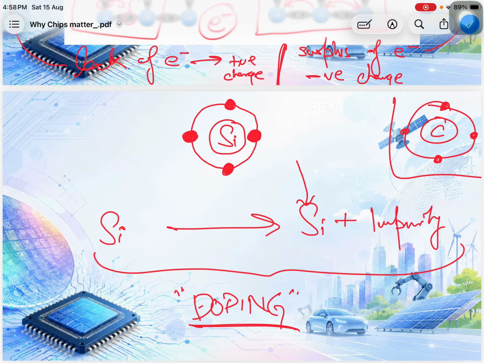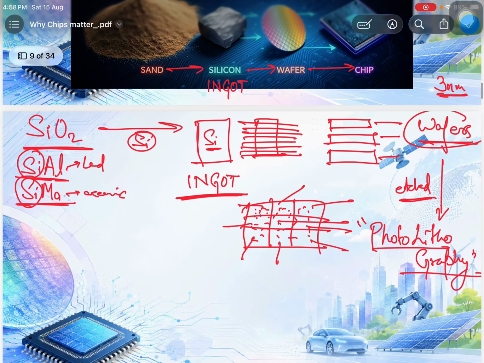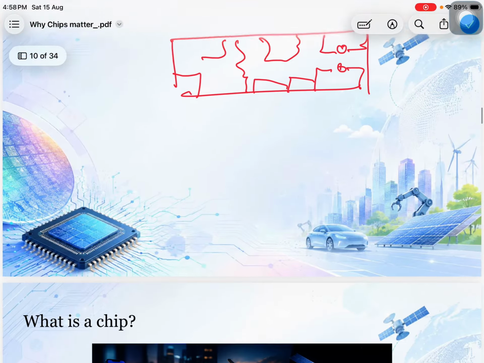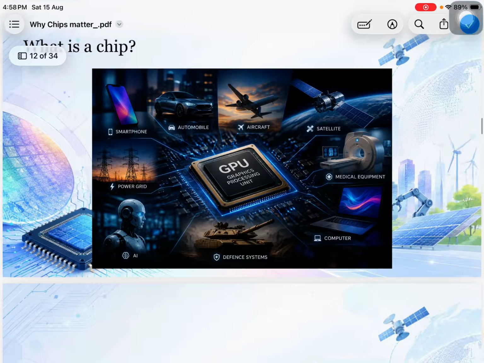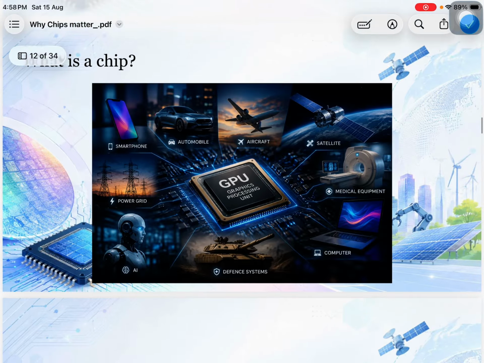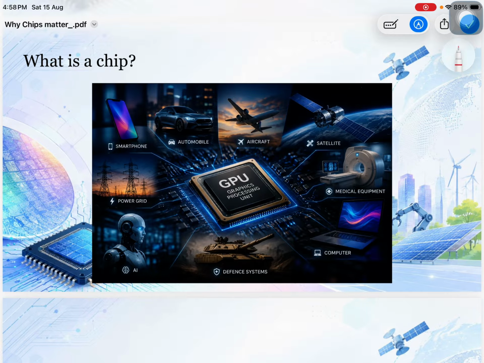Now moving ahead, this is the fabrication process of a chip, which we already understood. We understood what chips really are, and these are the applications. We already know the applications in our entire life, especially the incoming of AI tools in our life has enhanced the importance of chips in our day to day life.